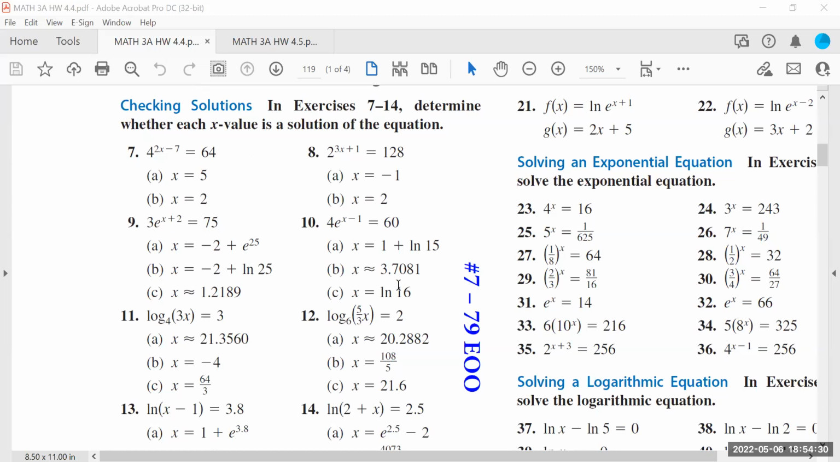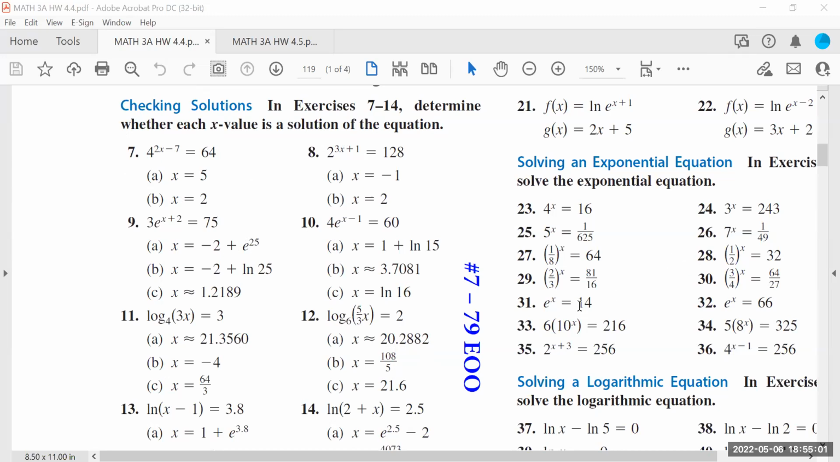All they want you to do on number 12 is check to see whether each x value is a solution of the equation. So on number 7 and number 11, what are you doing? Number 7, you're just plugging in 5. Does that work? You're plugging in 2. Does that work? Yes or no? That's all. So that's just a substitution. And if you get 64 on that left-hand side, it worked. If it doesn't, then you didn't.